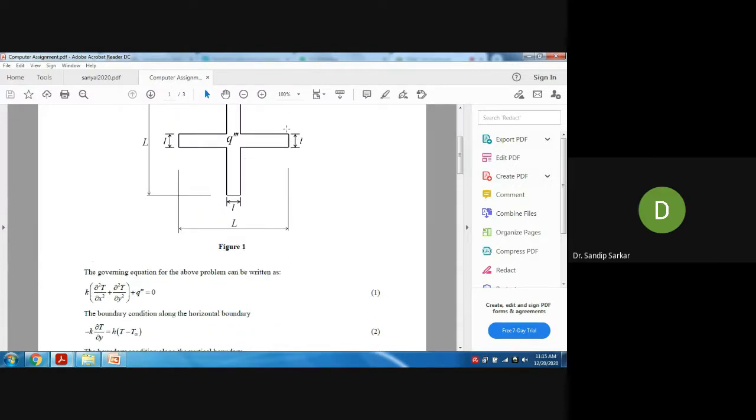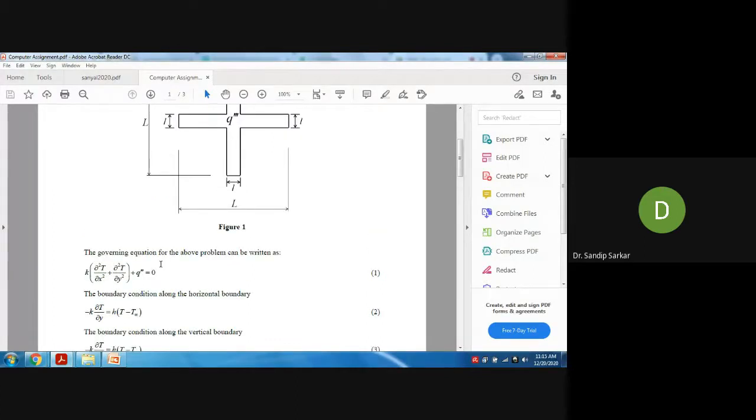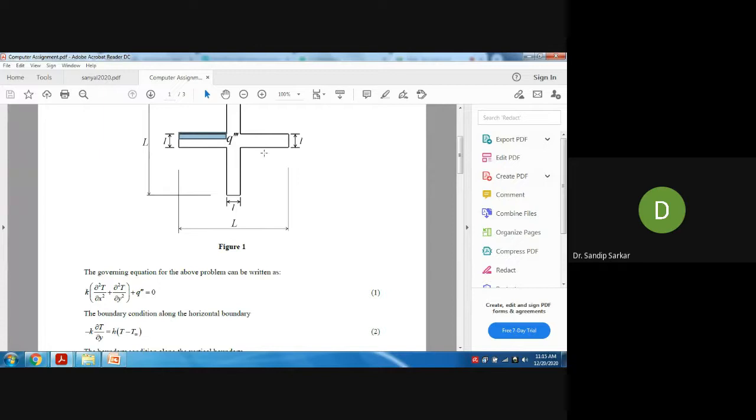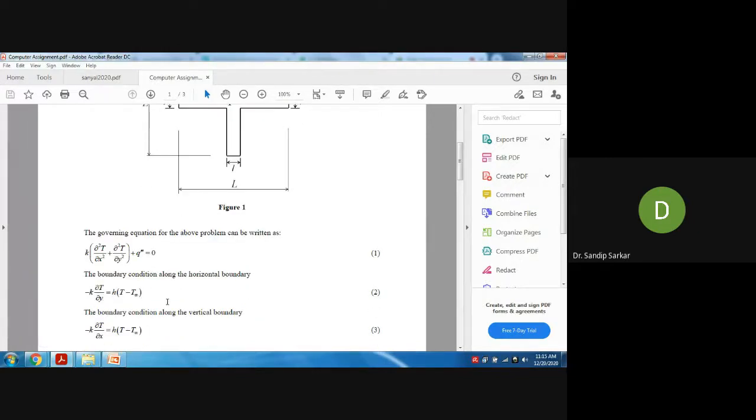So along any horizontal plane, the heat transfer boundary condition is minus k del T del y equal to h (T minus T infinity). This is a very standard boundary condition. You already know that. Convective boundary condition, or you can call it Robin's boundary condition. So what about the vertical plane? Horizontal plane already you know. This is the horizontal plane. This is the boundary condition: minus k del T del y equal to h (T minus T infinity). Here also same, and here also same. So same horizontal plane, same boundary condition, minus k del T del y equal to h (T minus T infinity).